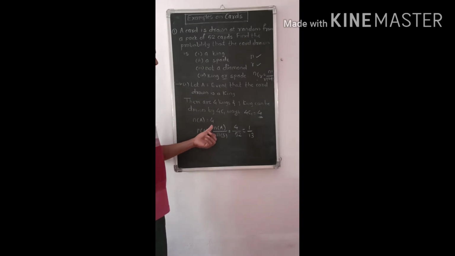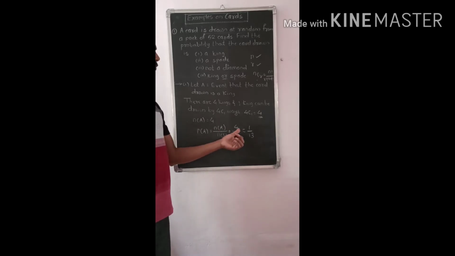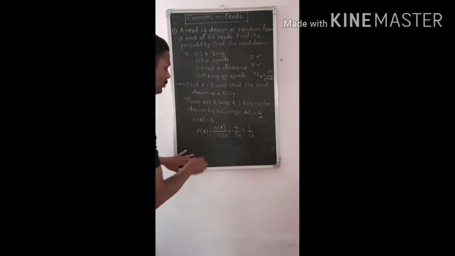So P of A is n of A divided by n of S. We have calculated n of S, it is 52. Now we have calculated n of A, it is 4. So n of A upon n of S is 4 upon 52, and the simplest form of 4 upon 52 is 1 upon 13. So P of A is 1 upon 13.